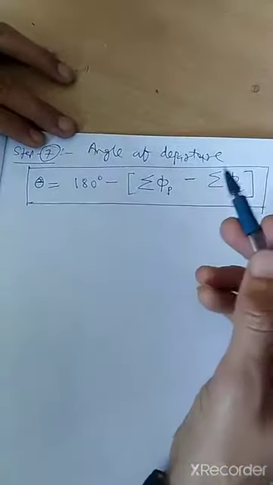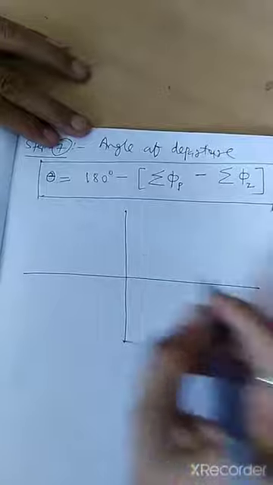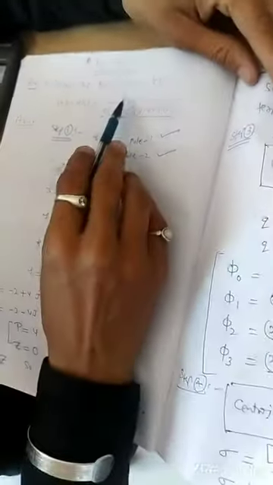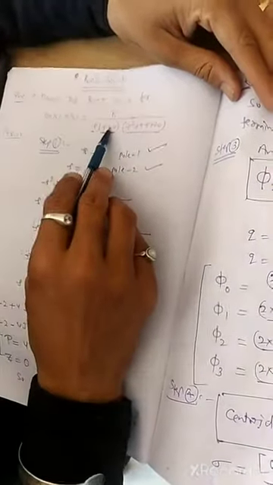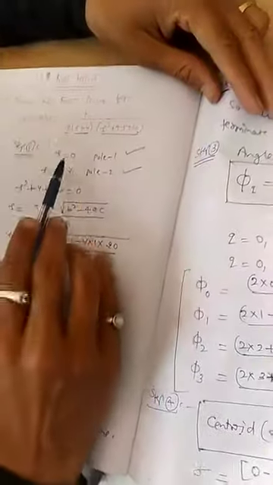Now how to use this formula? First of all, just draw the rough pole-zero diagram. Our question is G(s)H(s) equal to K divided by s(s plus 4)(s square plus 4s plus 20). So there is no zero, only poles are there.